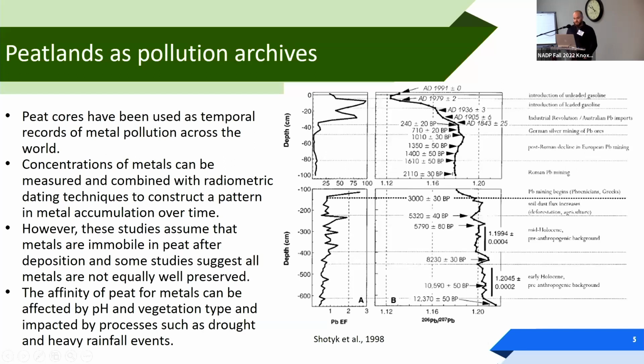The concentrations of these metals can be measured and combined with radiometric dating techniques to construct a pattern in metal accumulation. However, these studies often assume that metals are immobile in peatlands, that they don't fluctuate up and down a peat core. And the affinity of peat for different metals can be affected by pH, the vegetation type, and impacted by processes such as drought and heavy rainfall events. And we're starting to see more and more that different types of metals have different affinities for peat and potentially change along a peat core.